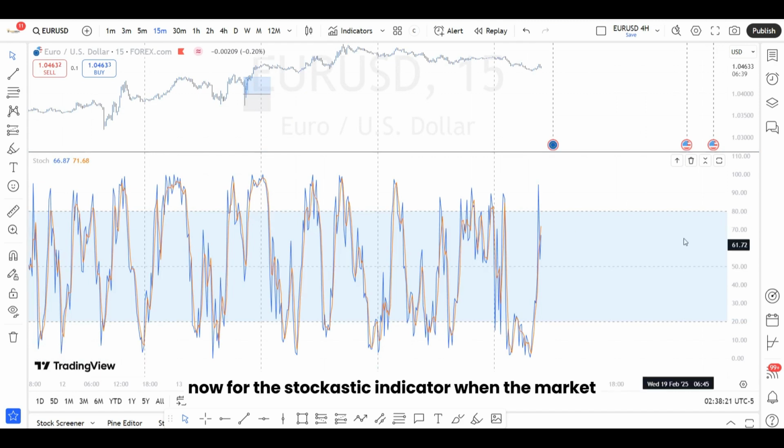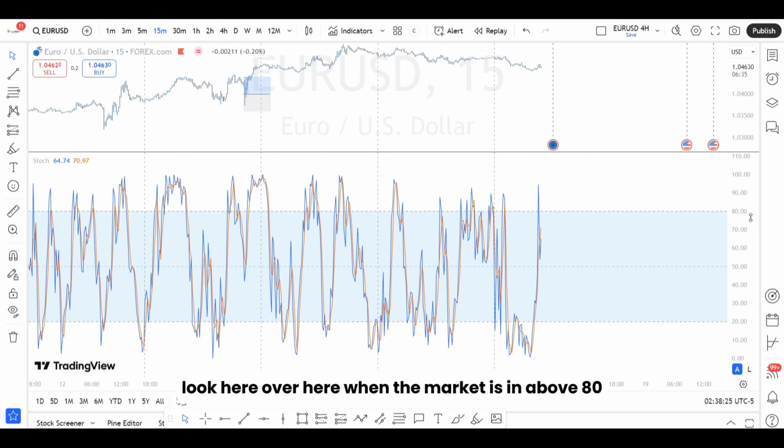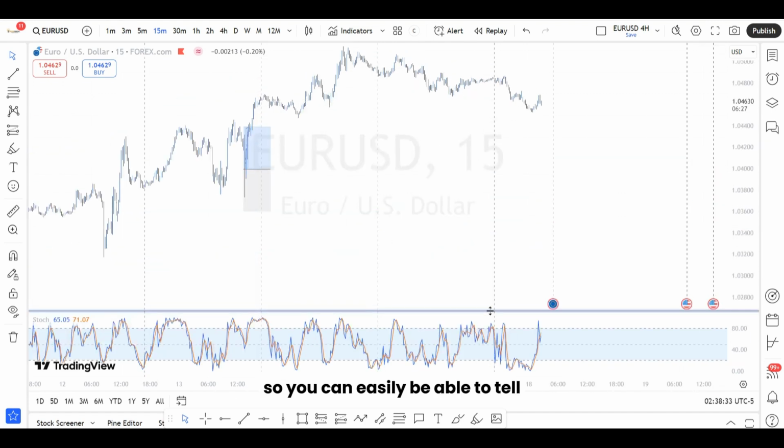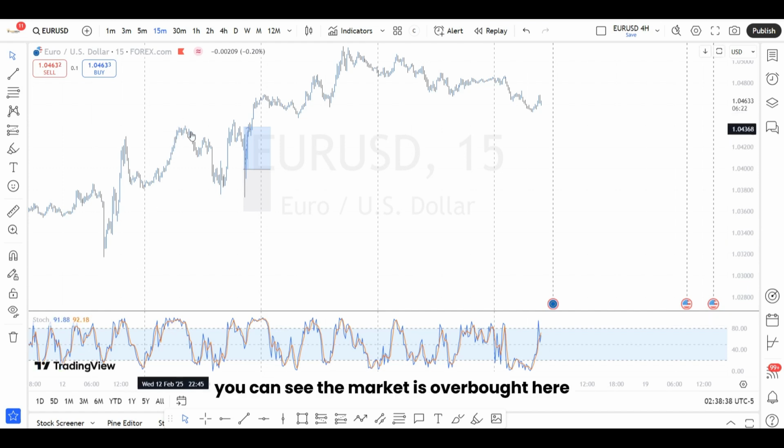Now for the stochastic indicator, when the market is above 80, it simply means that the market is overbought. When the market is below 20, it simply means that the market is oversold. So you can easily tell if the market is overbought. For example, in this area you can see the market is overbought here, and when the market sold all the way down here, the market is at an oversold level. See also here, overbought and oversold level.